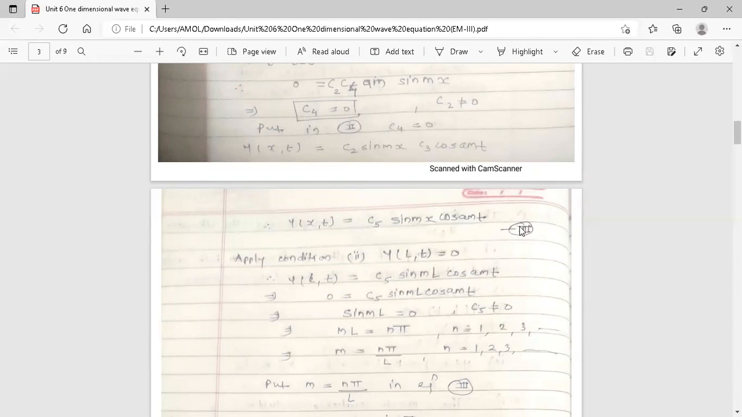Now apply condition 2. In wave equation, we apply the first initial condition, then we apply the condition del y bar del t at t is equal to 0 is equal to 0, and then we apply the second condition of length, that y of l, replace x by l, because length of the string is l. So the second condition is y of l t is equal to 0. Now put x is equal to l in equation number 3, because this is your latest equation now, latest solution.